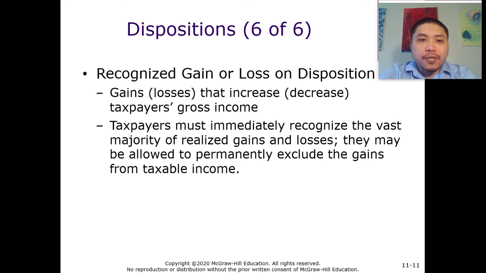All right, and after the sale, the taxpayer has to immediately recognize the gains or the losses, unless there's some deferral allowed. But other than that, in the majority of cases, they have to recognize the gain and the loss right away. This we already know from previous chapters. Whatever we just talked about is pretty basic. It's just a review for you guys to refresh on how to calculate a gain or loss.